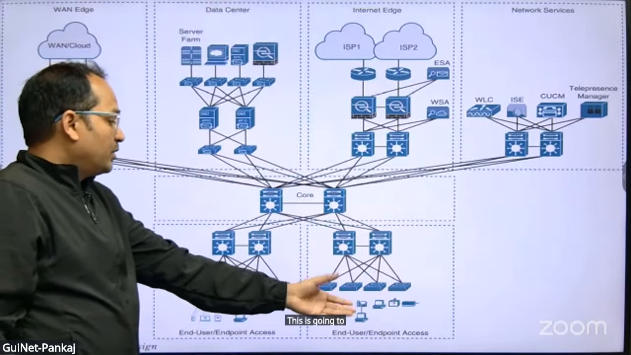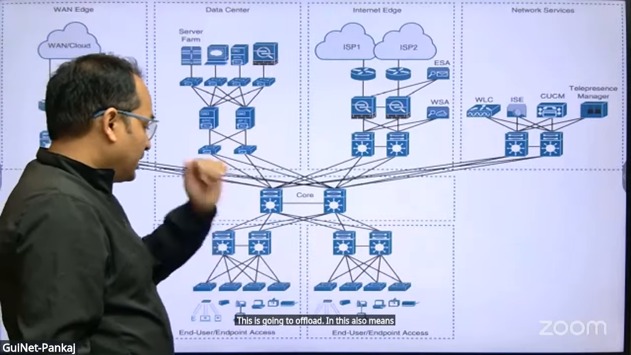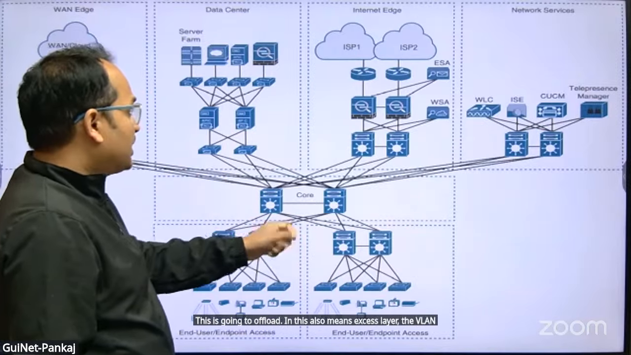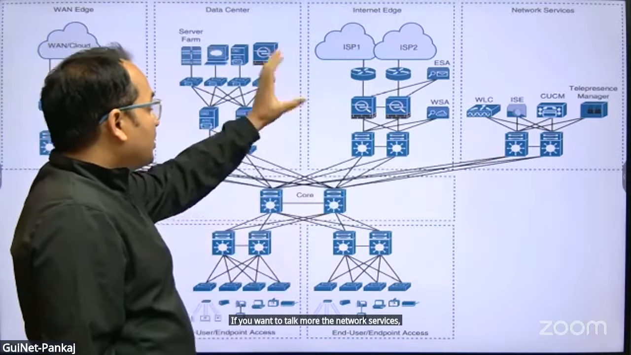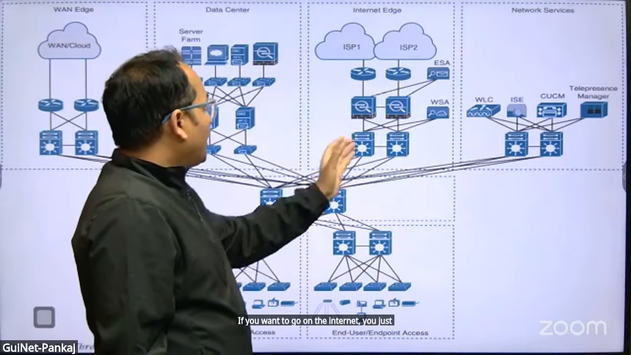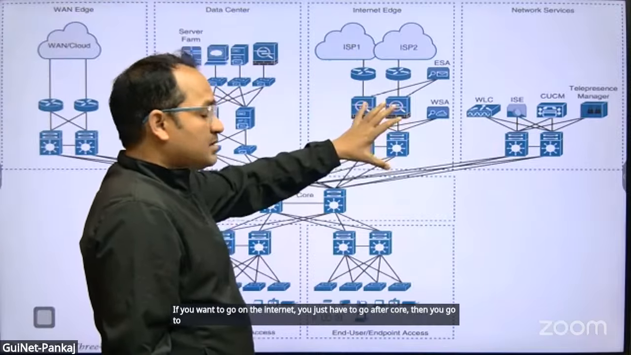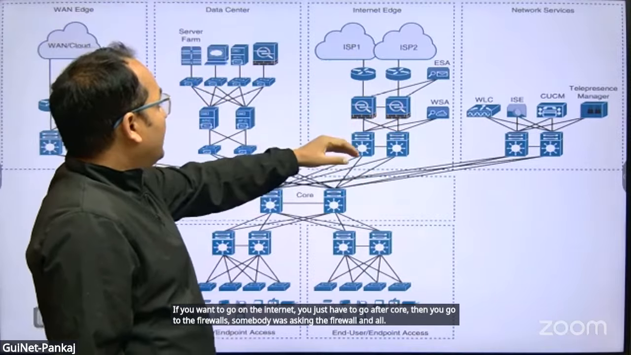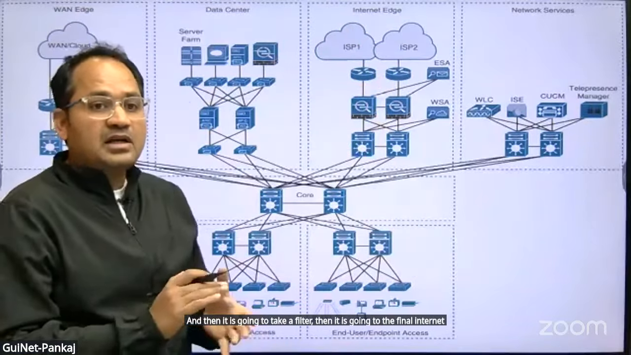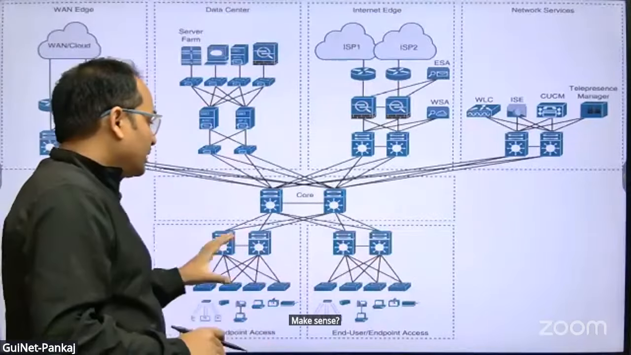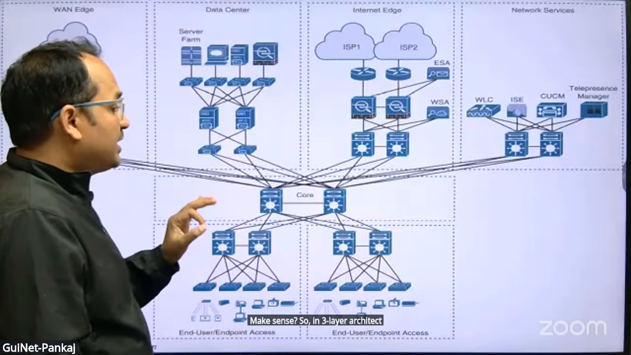This is going to offload, and in the access layer, VLAN-based and MAC-based communication is going to happen. But further, if you want to talk about the network services, if you want to go to the internet, you just have to go after the core, then you go to the firewalls. Somebody was asking about the firewall. It is going to apply a filter, then it goes to the final internet, because filtering also plays a very vital role here. Make sense?